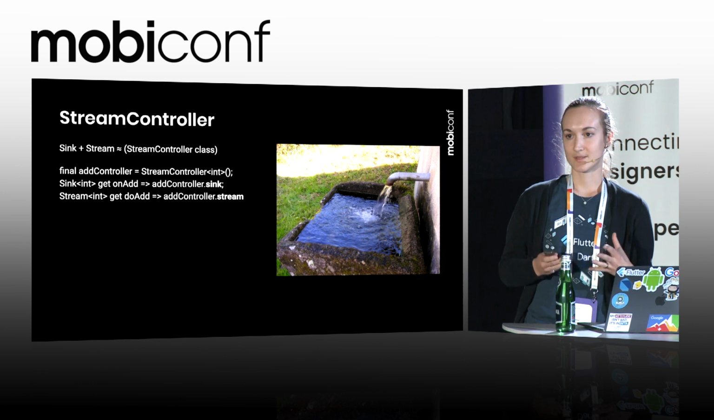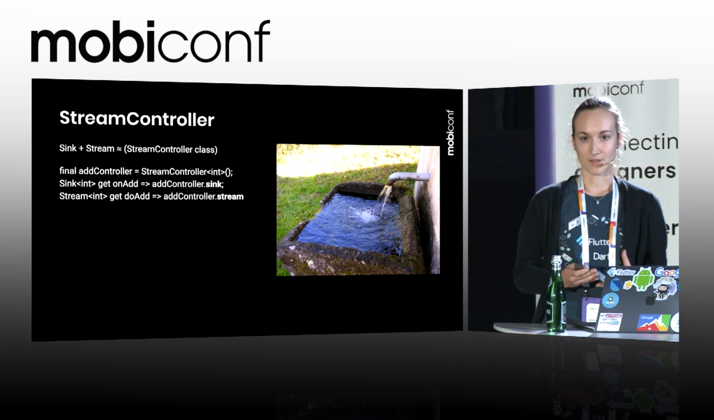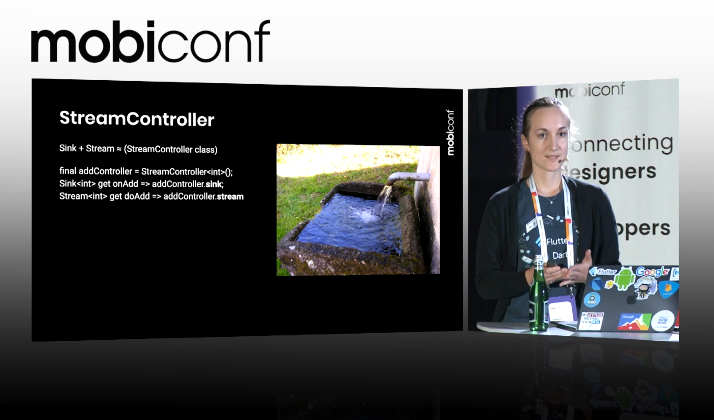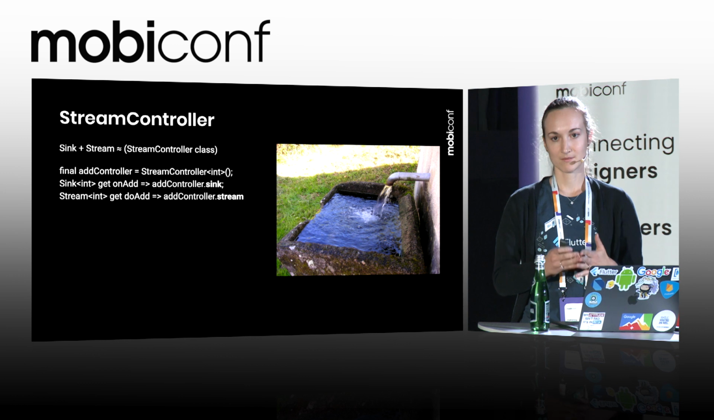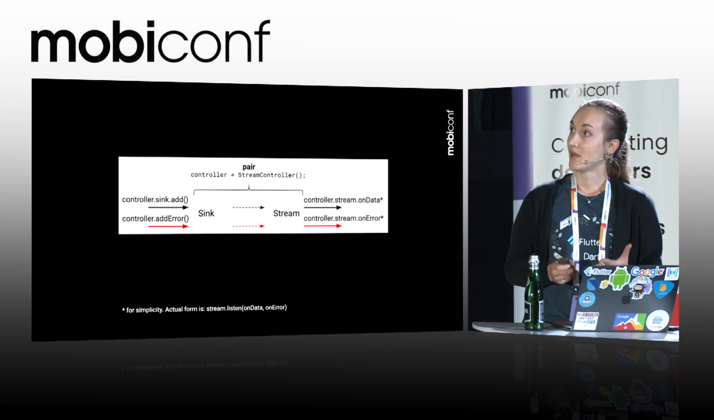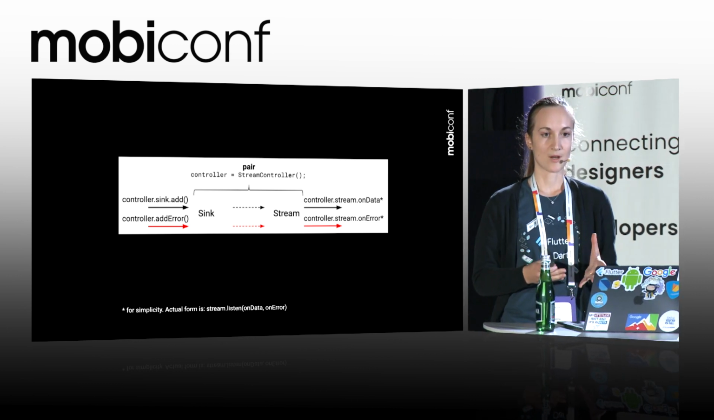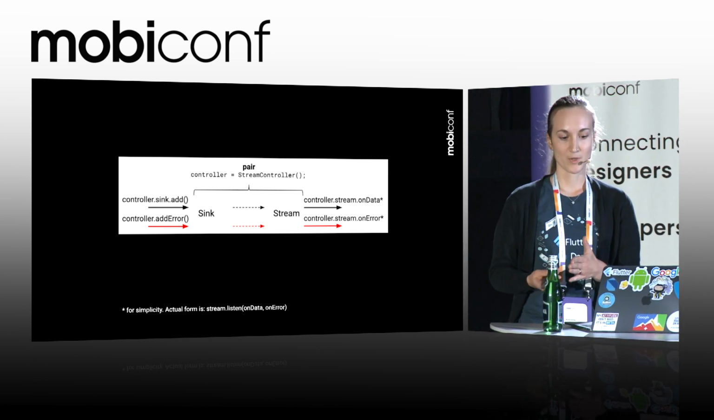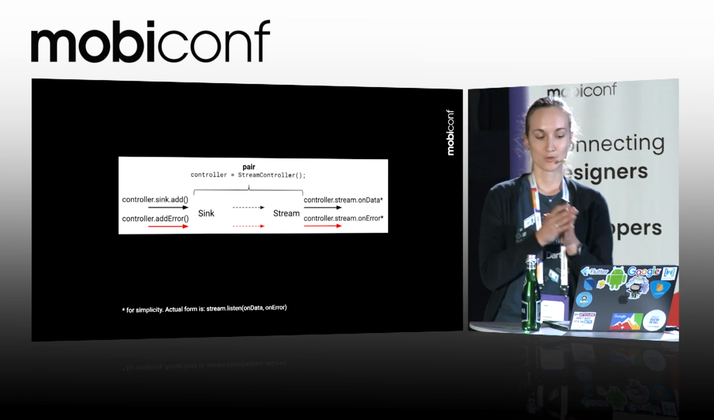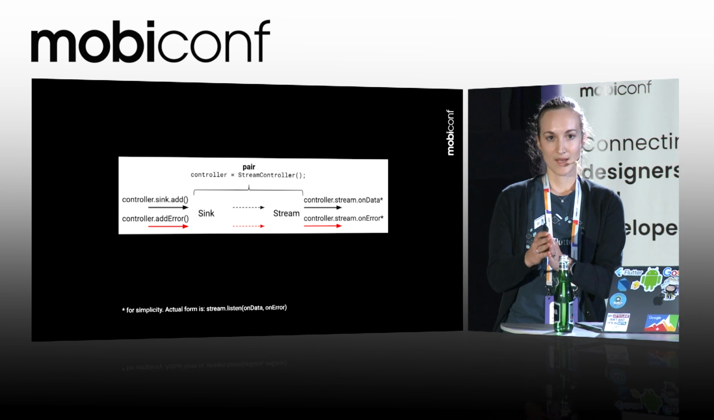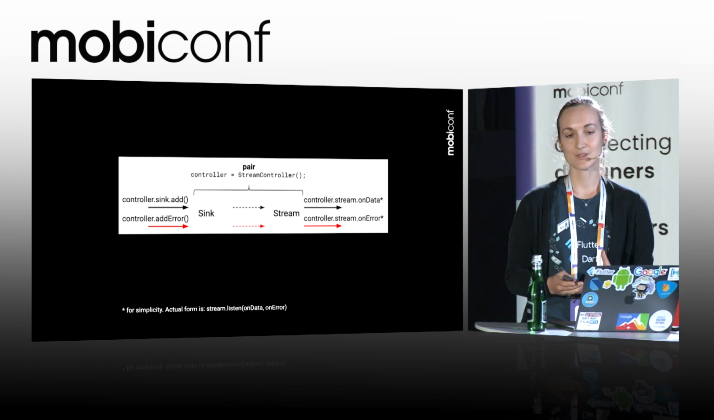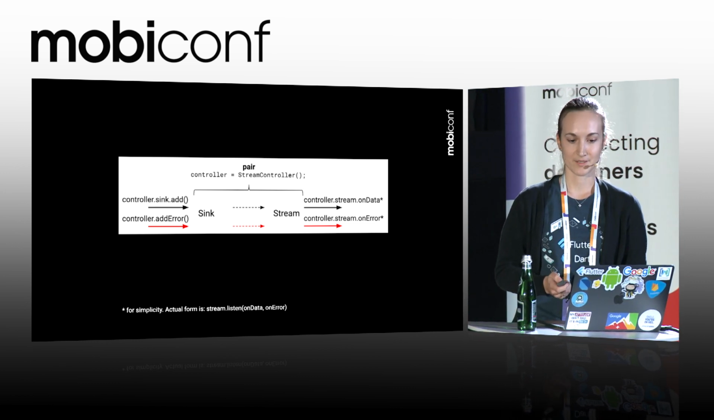And to create a sink-stream pair, we can use the StreamController class. To create a sink, we call the property sink in the StreamController class, and to create a stream, we call the property stream. And sinks and streams are also typed. Here is how a diagram looks like. We create a pair using StreamController, and we have a sink to write to one side of the pipe, and a stream to read from the other side of the pipe. And there is also an additional pipe for errors.